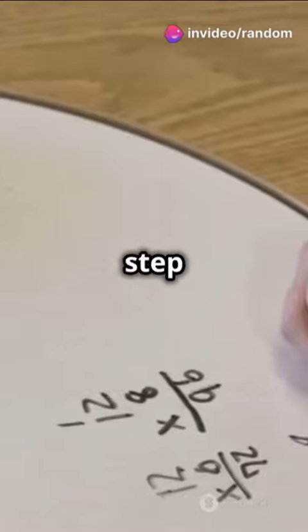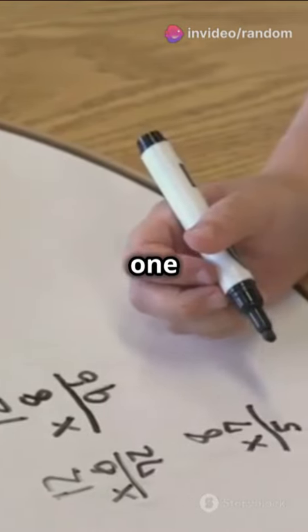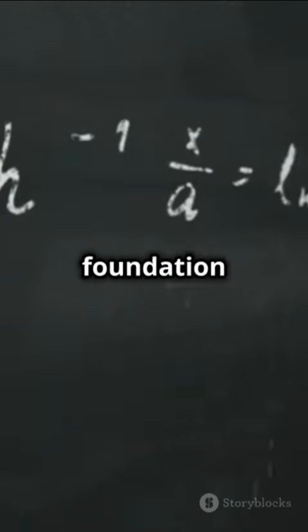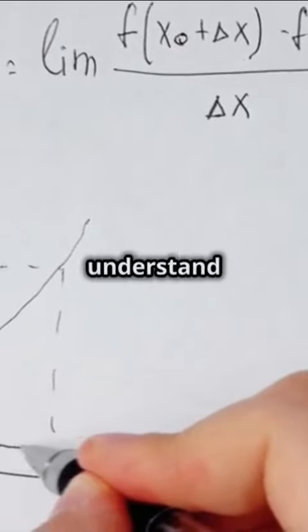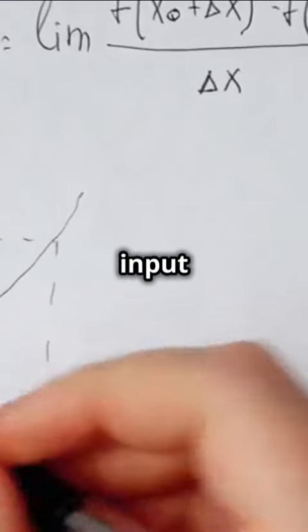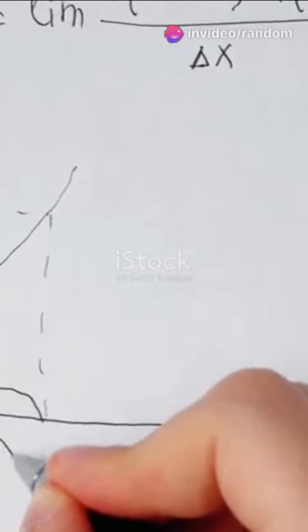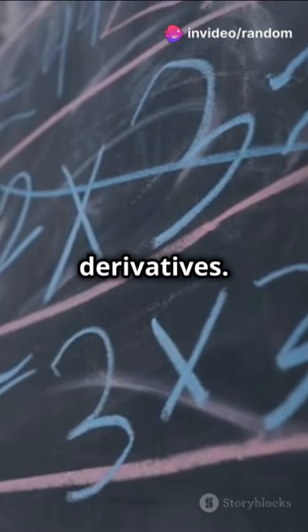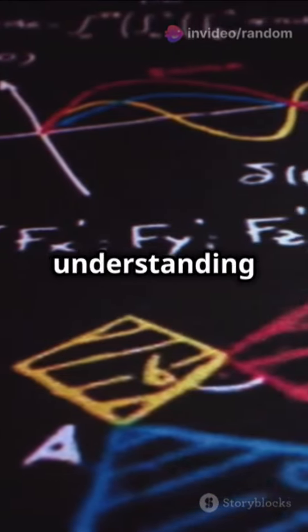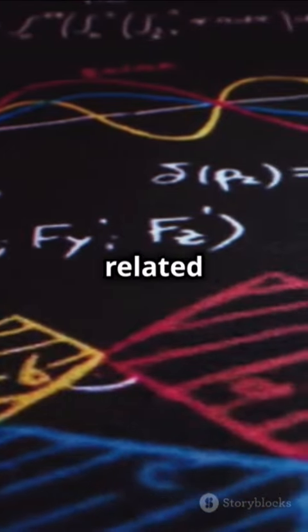Let's break it down step by step. Step 1. Understand limits. Limits are the foundation of calculus. They help us understand how functions behave as their input approaches a certain value. Step 2. Grasp derivatives. Derivatives measure the rate of change of a function. They are essential for understanding slopes, optimization, and related rates.